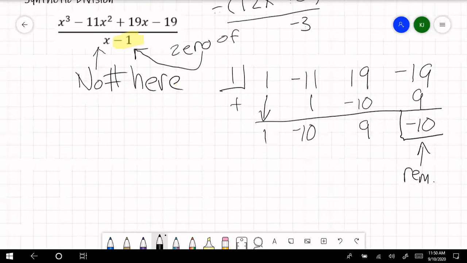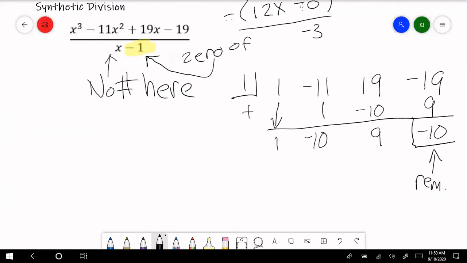So now the way this works that I can write it down is I started with x cubed. I'm going to do 1 less than that. So I'm going to put an x squared here, an x here, and no x's here. So my final equation is x squared minus 10x plus 9, and then my remainder over what I divided by, x minus 1.